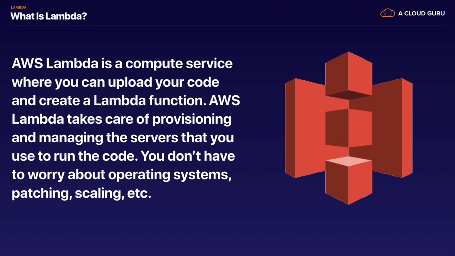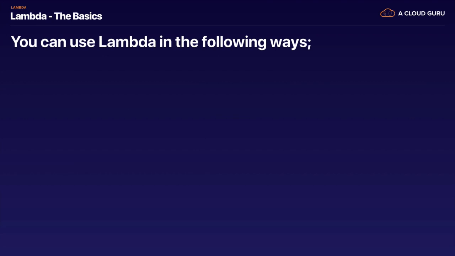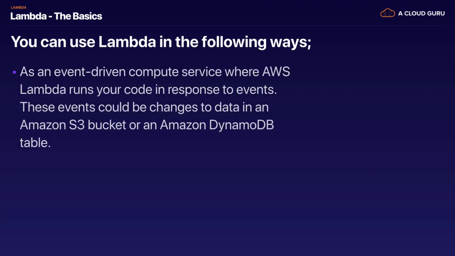You don't have to worry about operating systems, patching, scaling, etc. All you do is worry about your code. And you could use Lambda in the following ways. So you can use it as an event-driven compute service where AWS Lambda runs your code in response to events. And these events could be changes to data in an Amazon S3 bucket or a DynamoDB table, etc. And those event-driven compute services are called triggers.